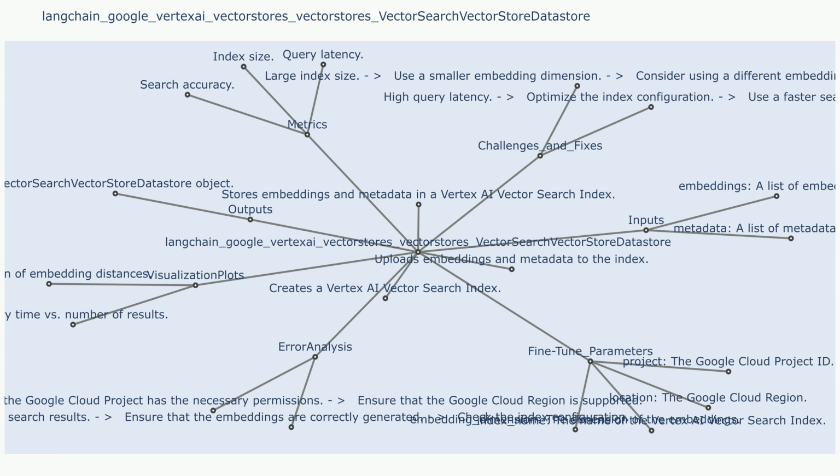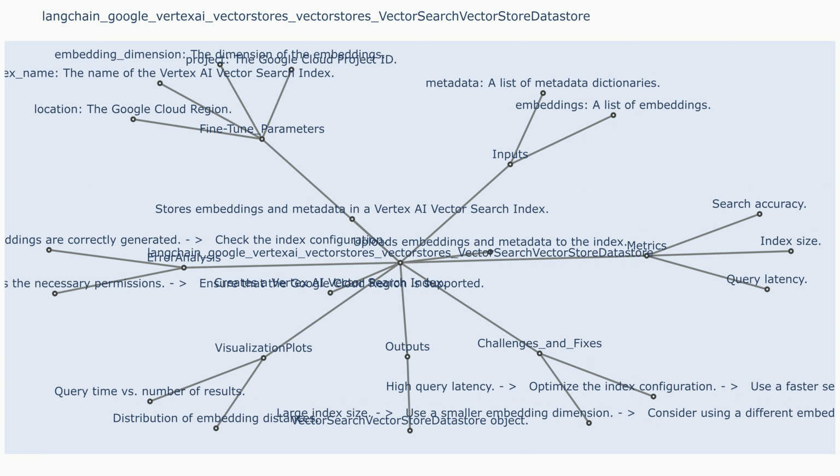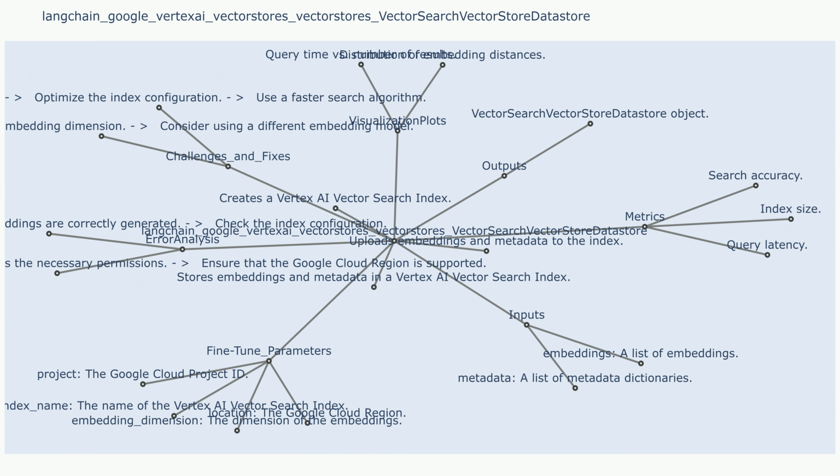A comprehensive measure that combines precision and recall at various recall levels. Visualization plots. Recall precision curve. A plot that shows the trade-off between precision and recall at different retrieval thresholds. Retrieval accuracy vs. query complexity. A plot that examines how the accuracy of the retrieval varies with the complexity of the query.